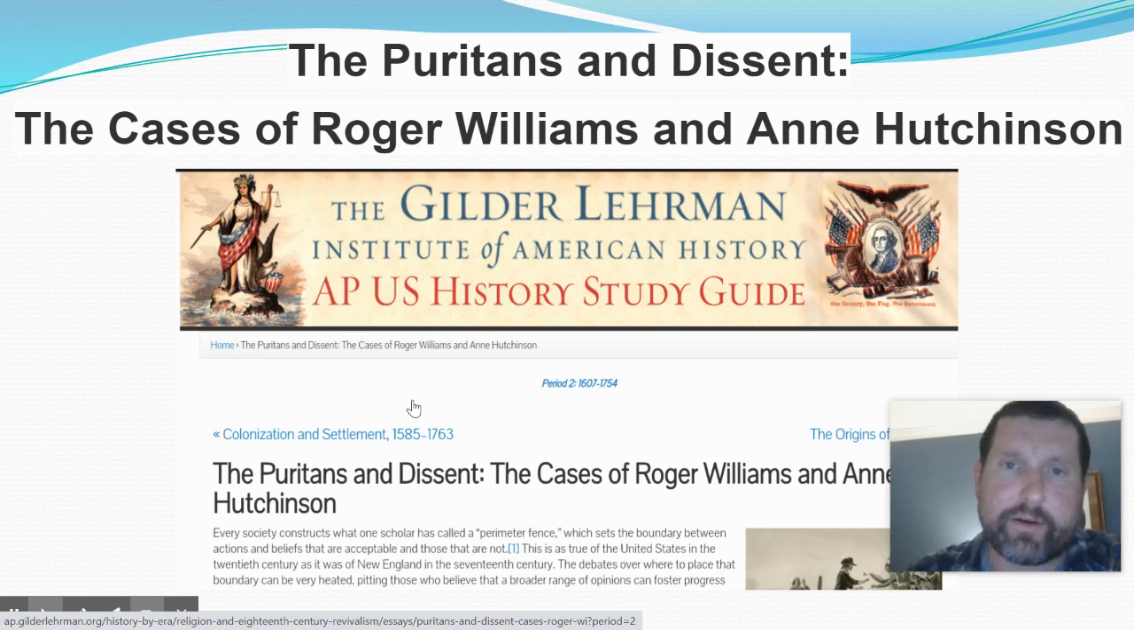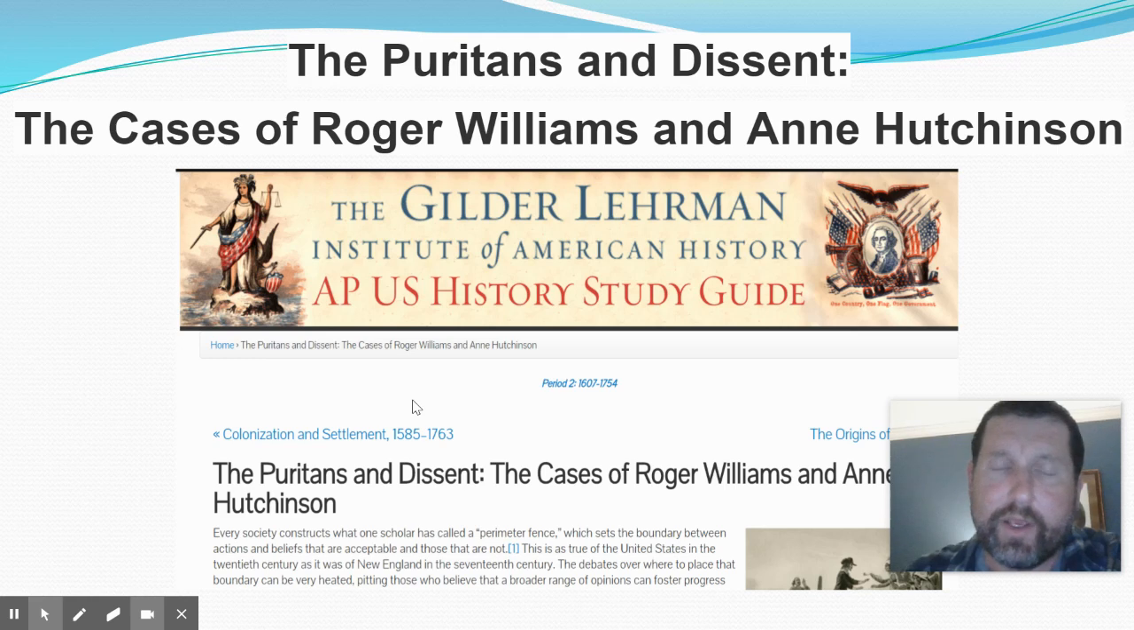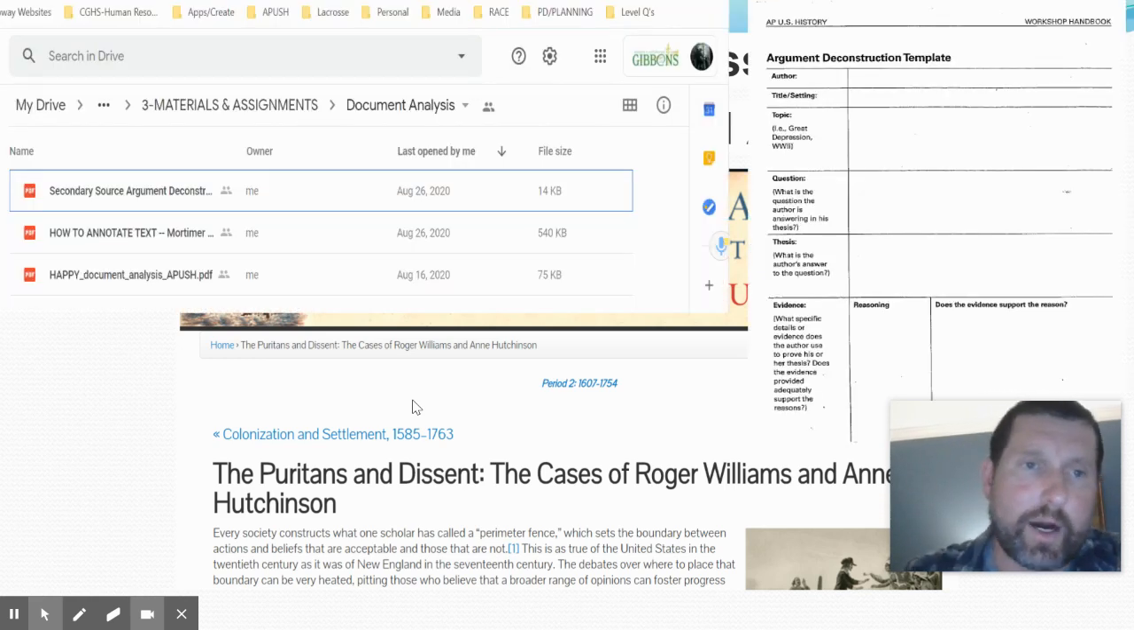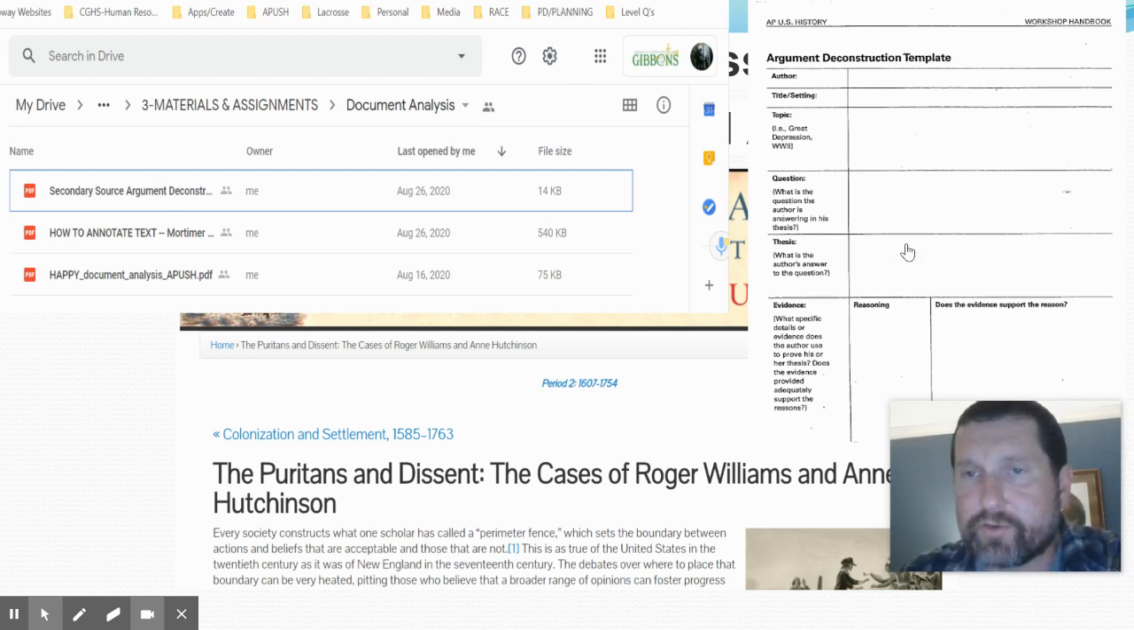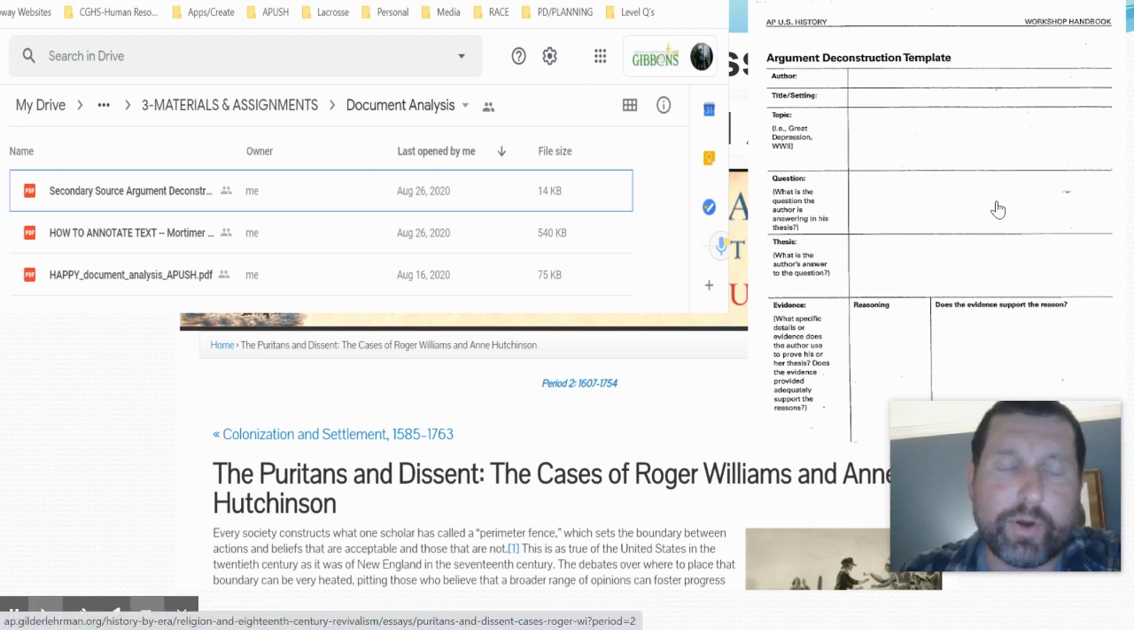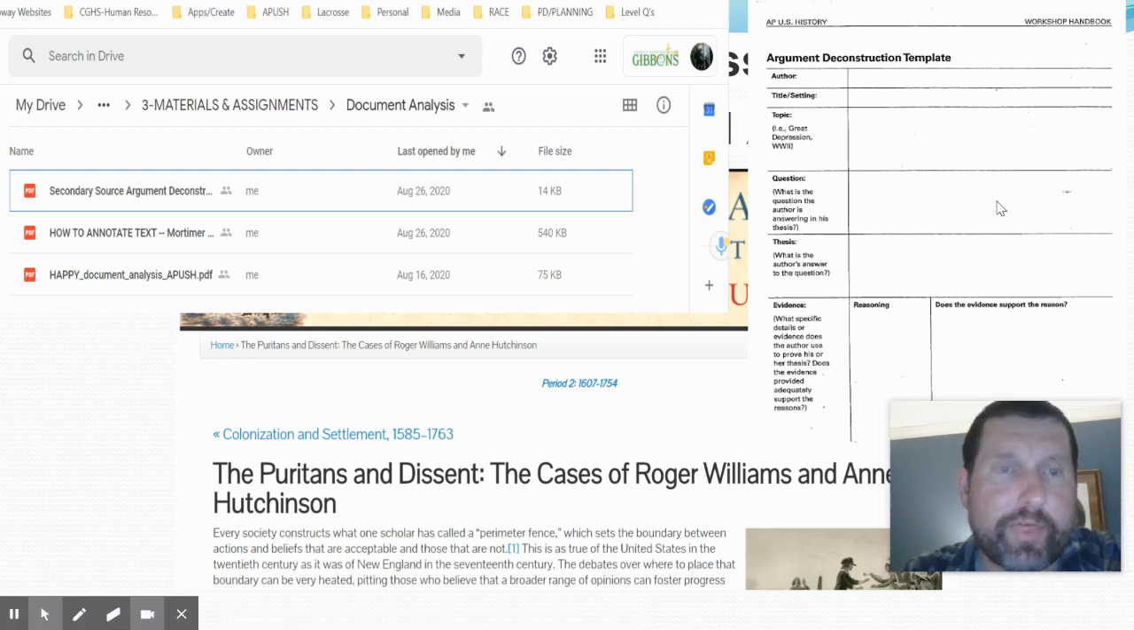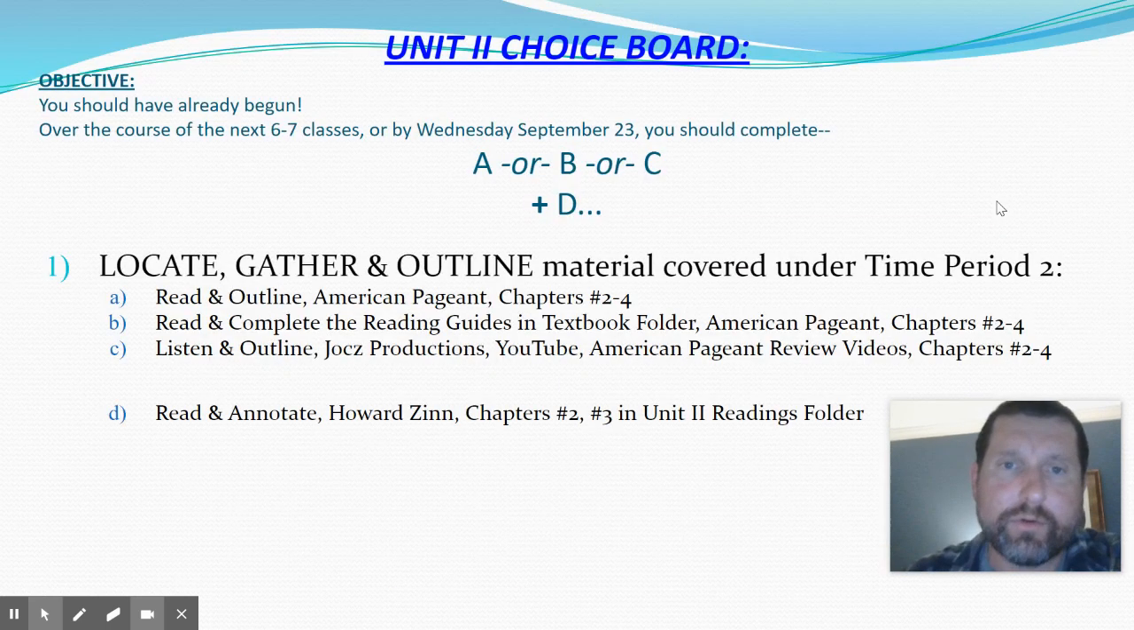So that would be a secondary source. What I'm going to ask you to do is read and analyze the cases of Roger Williams and Anne Hutchinson. So you're going to do a secondary source argument deconstruction. Here's your deconstruction template. I am going to put this assignment up on Google Classroom for you. So I want you to get into that work when you finish this lecture. If you finish this assignment on time, what can you do? You know what to do. You've got a choice board to do.